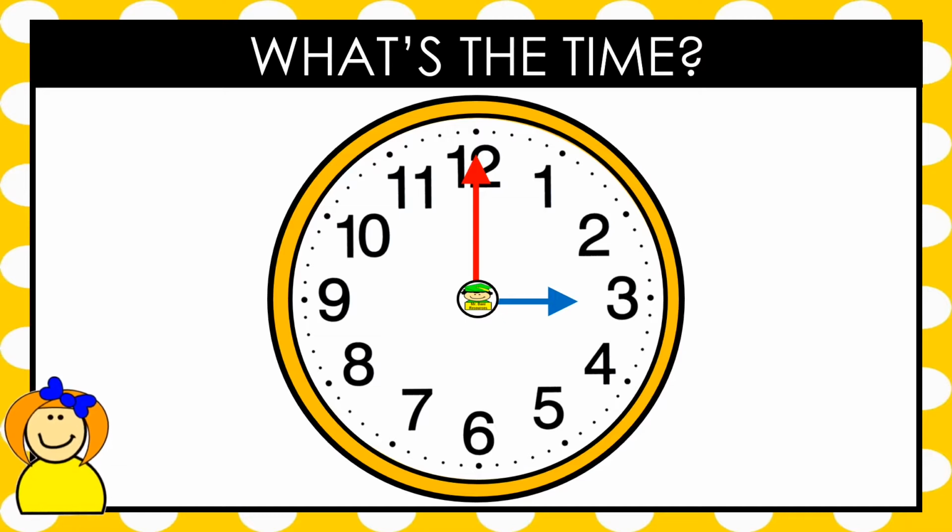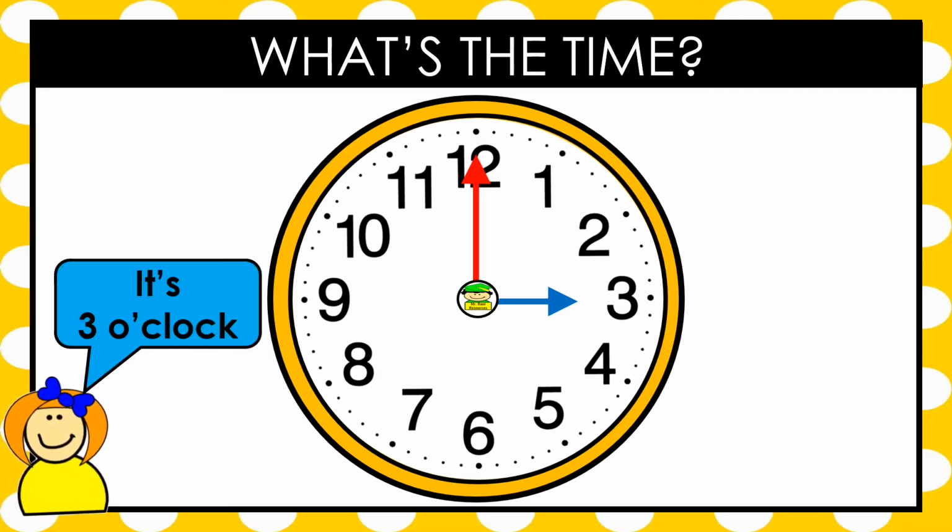Looking at the clock, we can see that the small hand, the hour hand, is on 3, and the big red hand, the minute hand, is on 12. Whenever the minute hand is on number 12, we say o'clock. So the time is 3 o'clock.